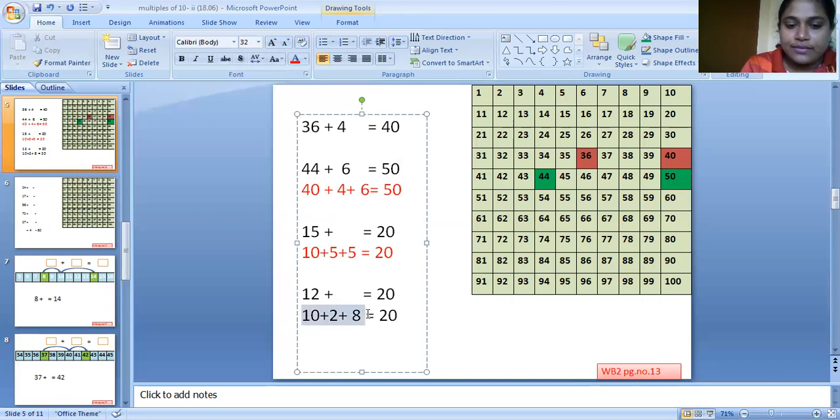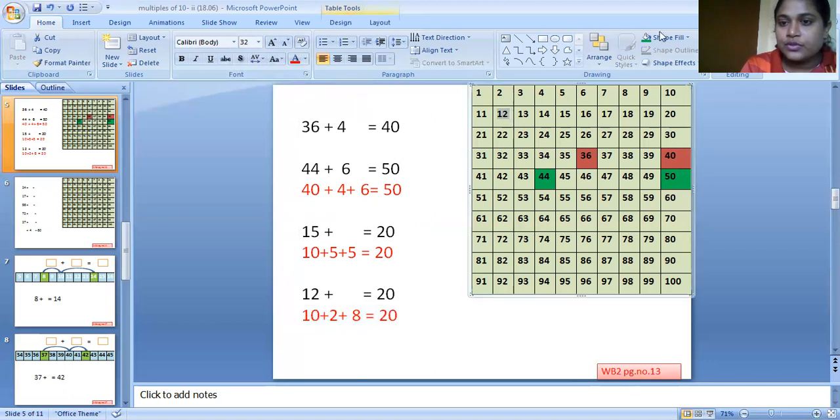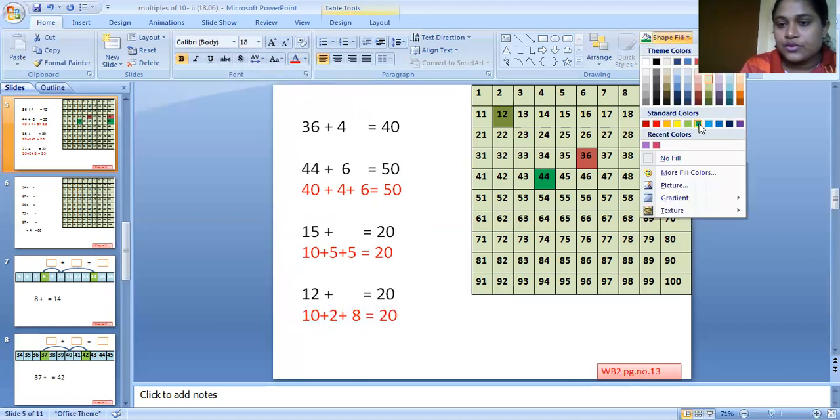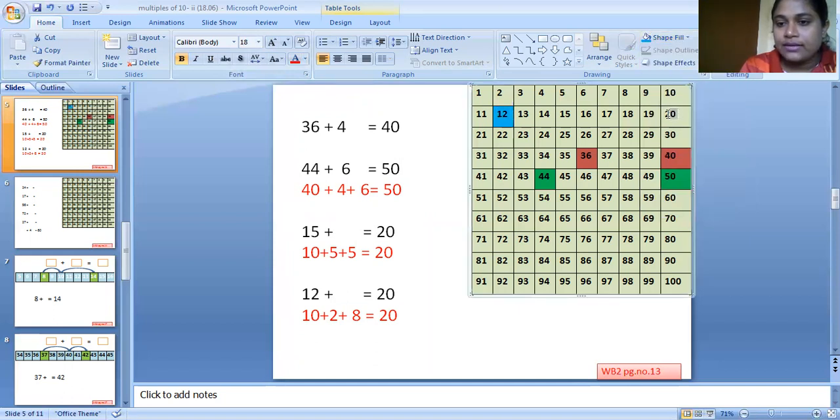We can do the same thing on the 100 square too. We'll mark 12. They have given 12 and 20. So let's mark 12 and 20 and count the gap in between these two numbers. 1, 2, 3, 4, 5, 6, 7, 8. Yes, it is correct.